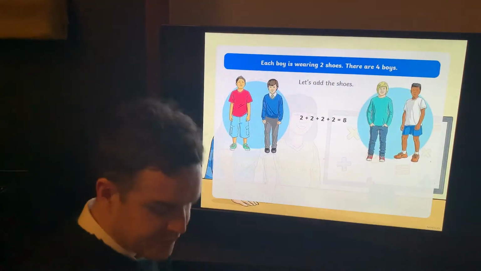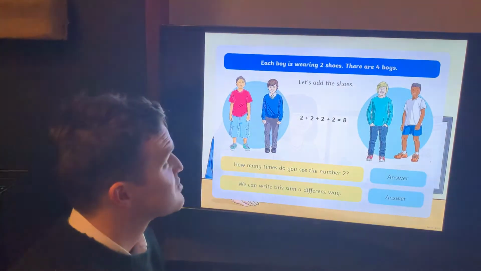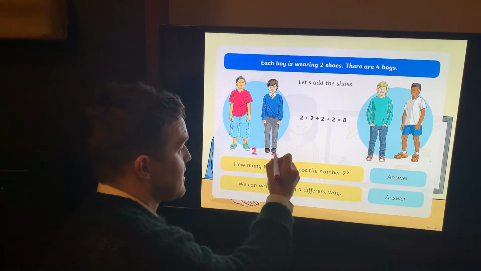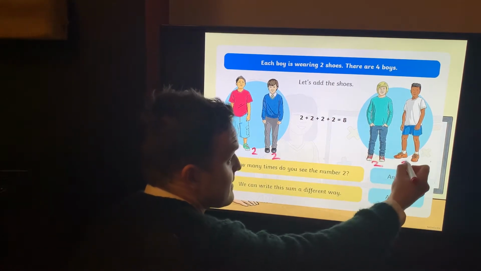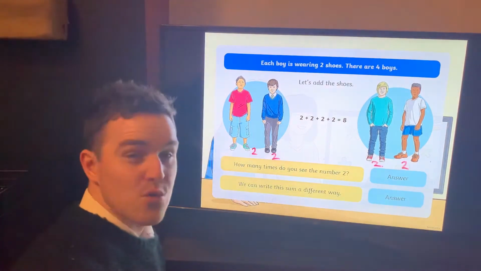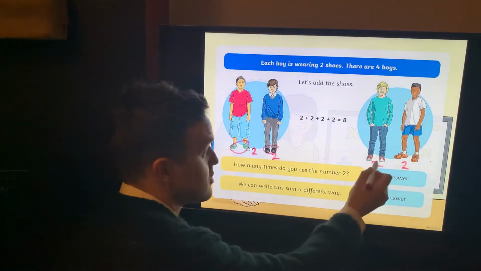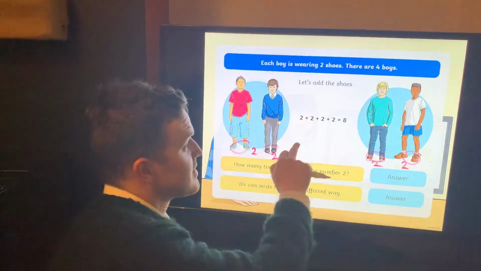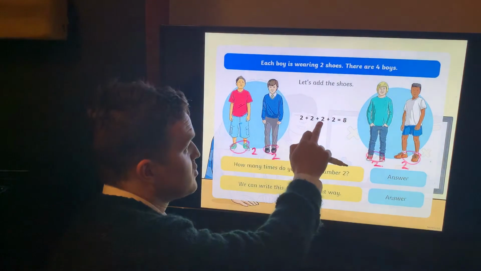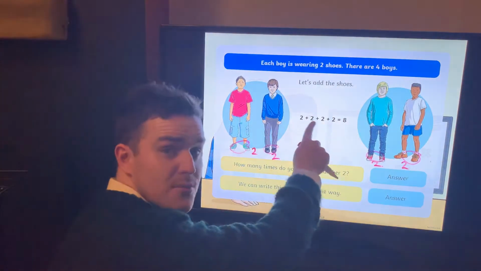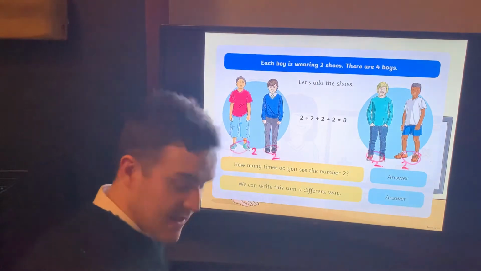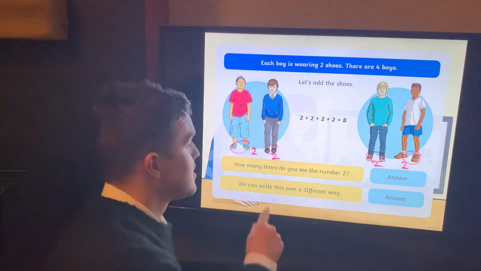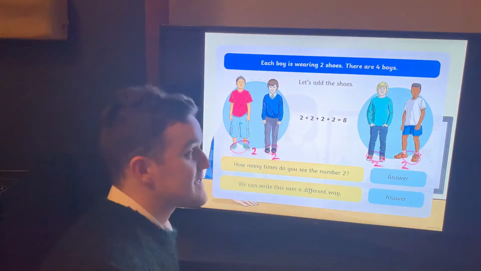So we have each boy is wearing 2 shoes and there are 4 boys. So this boy has 2, this boy has 2, this boy has 2, and this boy has 2. So we have 4 sets of 2. What they have written on the screen is, let's add the shoes. 2, add 2, add 2, add 2. And there are 4 number 2s because we have 4 sets of 2. And that all together makes 2 add 2 add 2 add 2 equals 8. Or 4 sets of 2 makes 8.